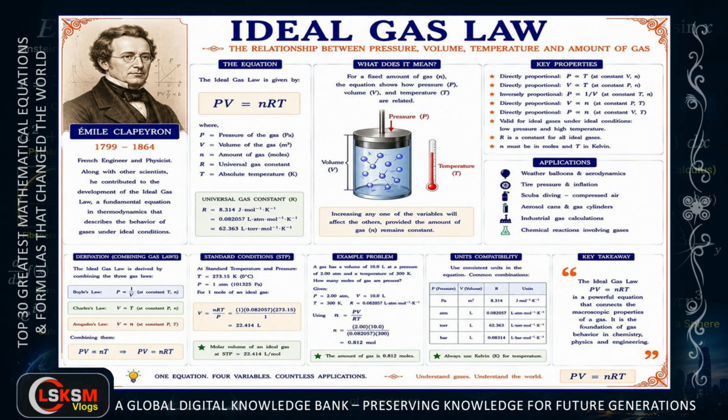Twenty-three. Ideal gas law. Person: Émile Clapeyron, 1799 to 1864. The ideal gas law relates pressure, volume, temperature, and the amount of gas. It is fundamental in chemistry, thermodynamics, and engineering.